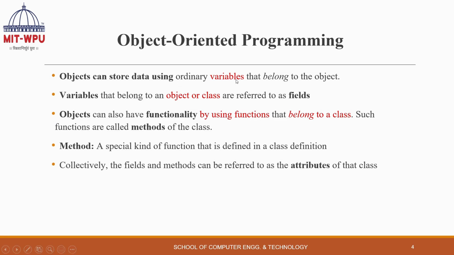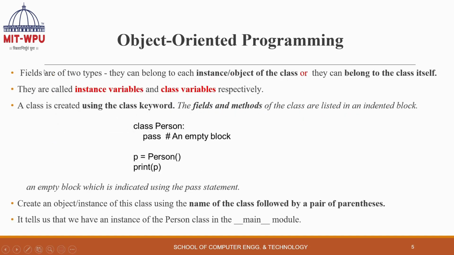Objects can store data using ordinary variables that belong to the object. Variables that belong to an object are referred to as fields. Objects can have functionality by using functions that belong to a class. Such functions are called methods of the class. So remember, using a class, you can create a new user defined data type. The class can have its own variables and its own functions. The variables that belong to a class are known as fields, and functions which belong to a class are known as methods. Collectively, fields and methods are referred to as attributes of the class.